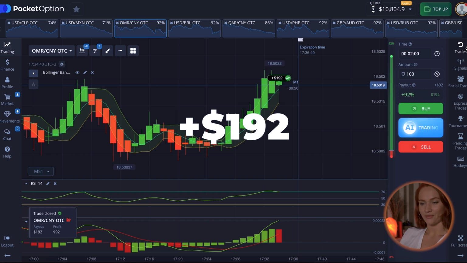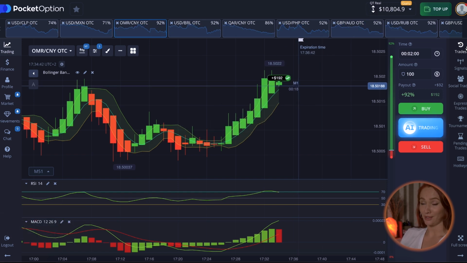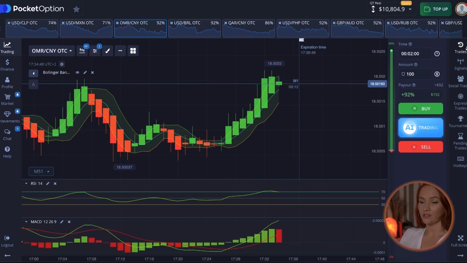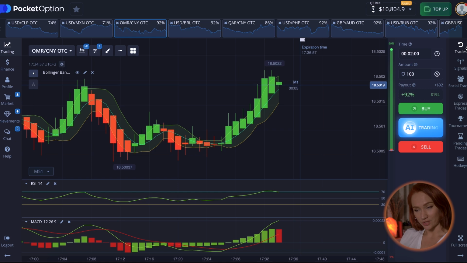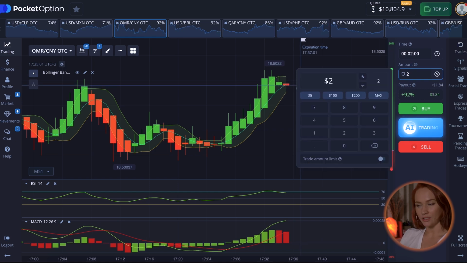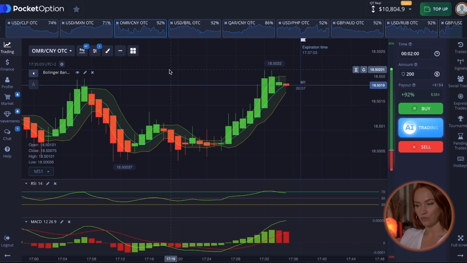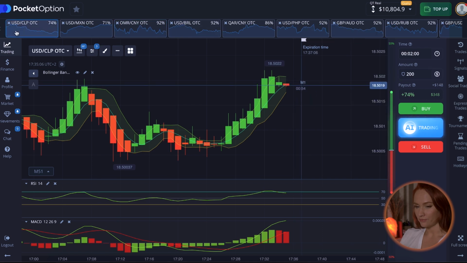Well, friends, the deal went positive, just as I told you. According to my experience, when you work with three indicators all together, the probability of a positive outcome increases. Therefore, make sure to use this method. So let's move on. I increased the deal amount to $200.